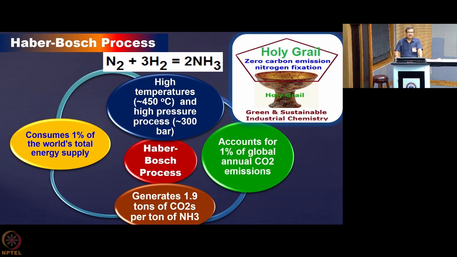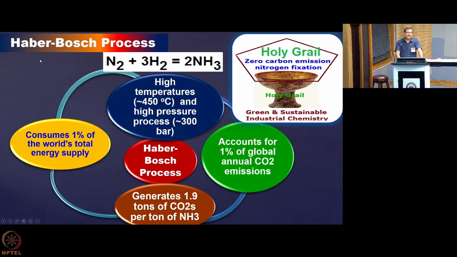Now, what are the drawbacks of the Haber-Bosch process? It is a very high temperature and high pressure process. The temperature required is around 450 degrees centigrade and the pressure required is 300 bar. It consumes around 1% of the world's total energy supply at present. Then it accounts for 1% of global annual CO2 emission. So this is really a concern for society, and it generates 1.9 tons of CO2 per ton of ammonia produced.